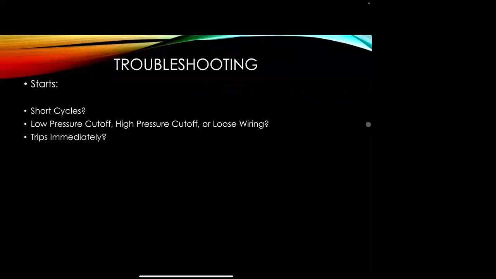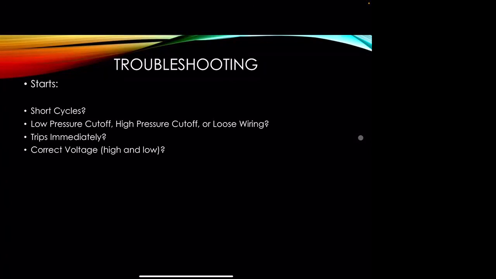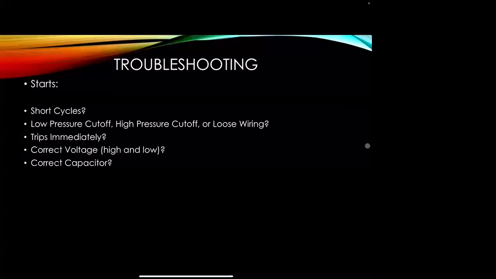Does it trip immediately? So as soon as you turn it on, it trips a breaker. If that happens, again, we want to check our windings to ground and check our windings across one another. Does it have the correct voltage? High voltage, low voltage. Make sure they're all within the manufacturer range of their specifications, usually plus or minus 10%. Does it have the correct size capacitor on it? Is it undersized, oversized?